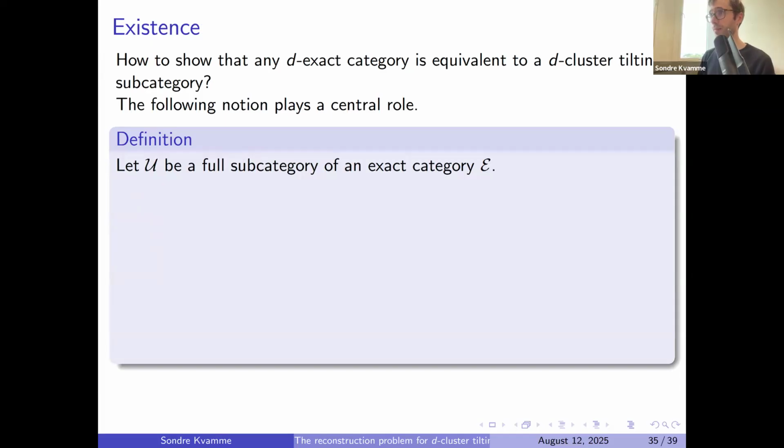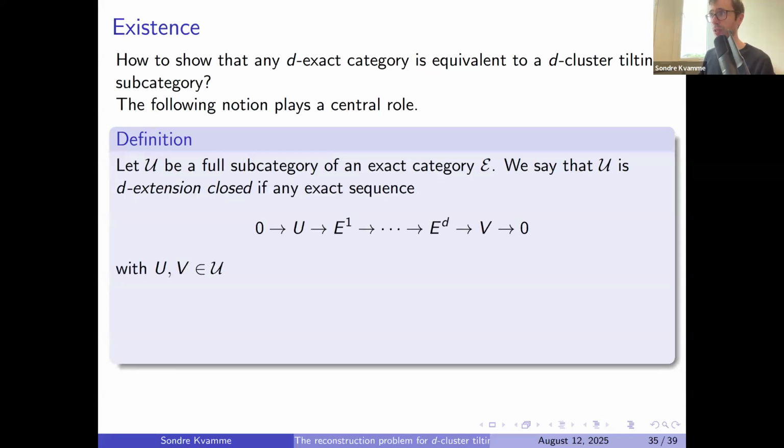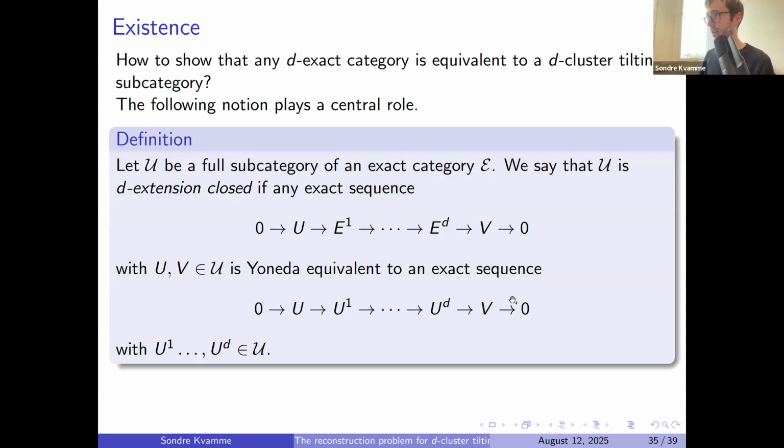So here we have any full subcategory U of an exact category, and we want to talk about what it means for it to be D-extension closed. We say that U is D-extension closed if whenever you have an exact sequence, and now it's of length d plus 2, it has d plus 2 objects, d plus 1 morphisms, where the outer terms are in your subcategory, then that sequence is Yoneda equivalent to an exact sequence where all your objects are in the subcategory.